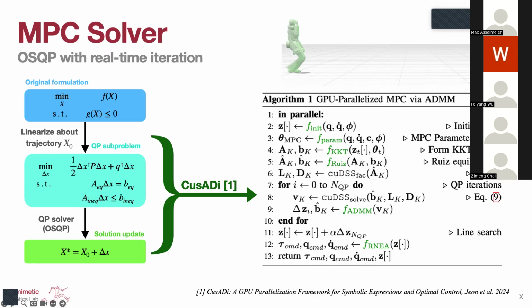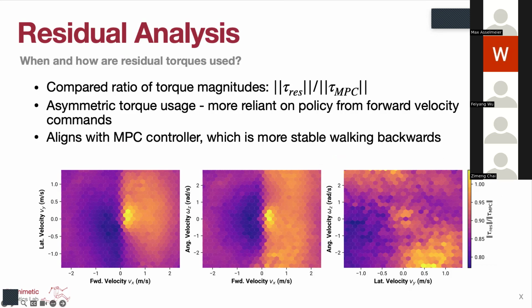Yeah. I think something interesting, which maybe I'll show a little bit here, is one nice thing about having these torques just smashed together is we can look very directly at what the residual torques are doing and what the policy is learning. So this is an example of, what's the metric I have here? So yeah, the ratio of torque magnitudes, how much is the policy torque being output versus the MPC torque? And this is over velocity commands.